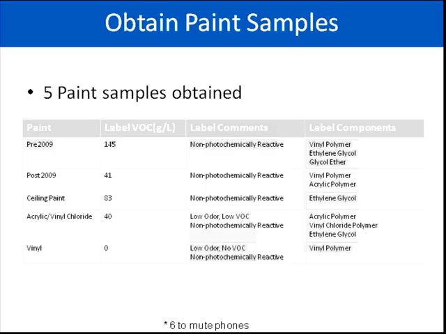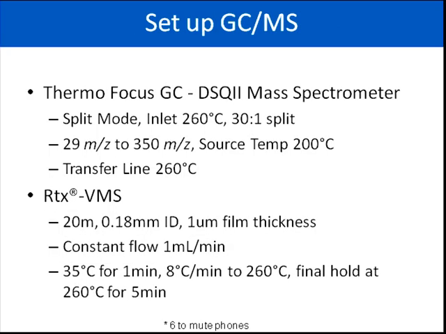Setting up the mass spec, we used our Thermo Fisher GC DSQ II mass spectrometer. We put it in split mode with an inlet of about 260 degrees and a 30-to-1 split. We monitored the effluent in the mass spec from 29 mass units to 350 mass units with a source temperature of 200 degrees. The transfer line from the GC to the mass spec was set at 260 degrees.